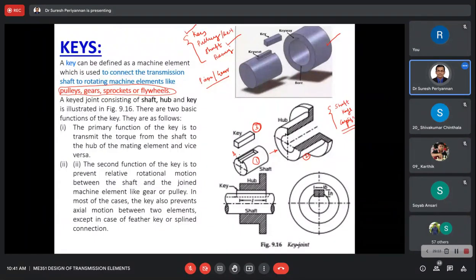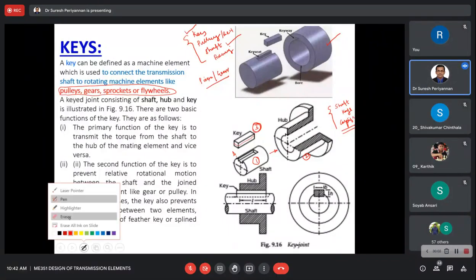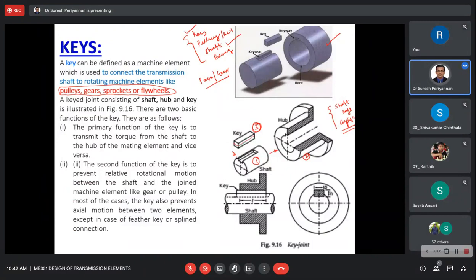Now the keyways. Part of the key is going to sit on the hub, and part of the key is going to sit on the shaft. This part of the key is going to be sitting on the hub. This portion is going to be sitting on the shaft. Okay, the top portion is going to be sitting on the hub. So the power transmission can now be easily done. Now we will see the brief explanation of the keys.